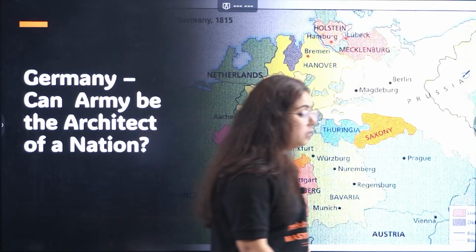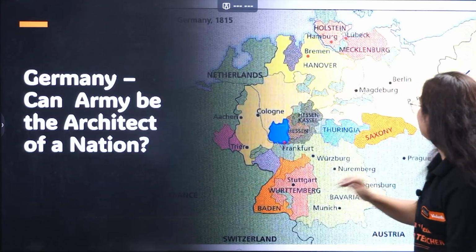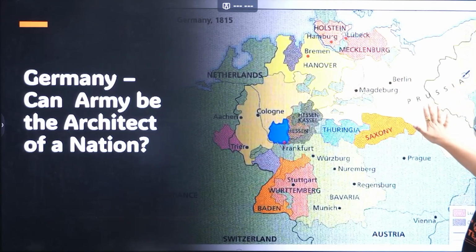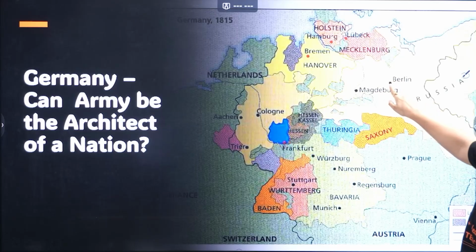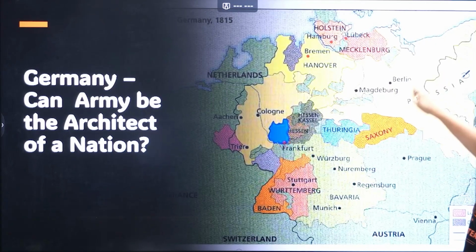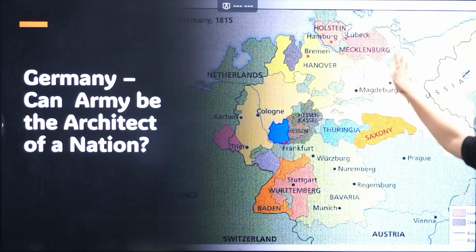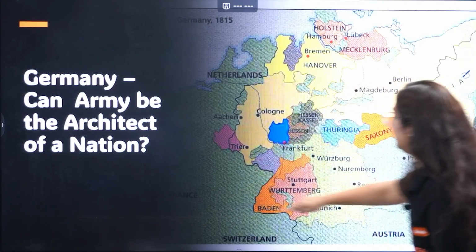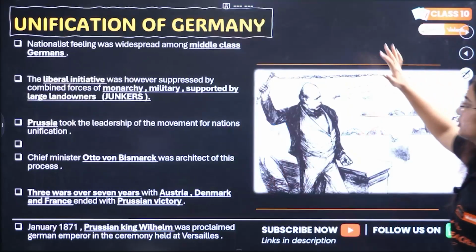Now in this region, what was powerful? Prussia was powerful. See here, this is Berlin, right? So this Prussia was powerful. You can see this Prussia is so large. Getting my point? How they united this entire German region is the story here.